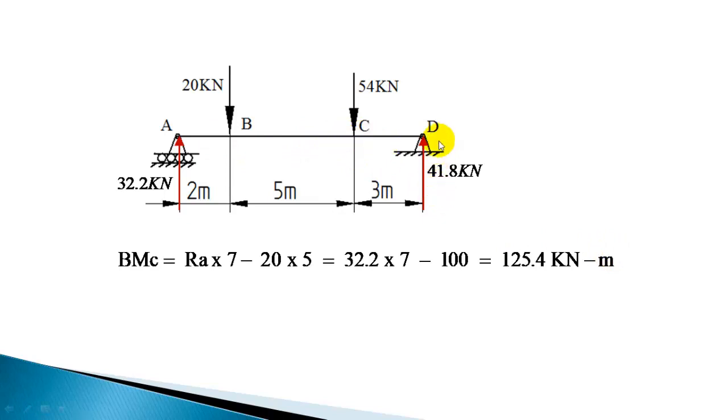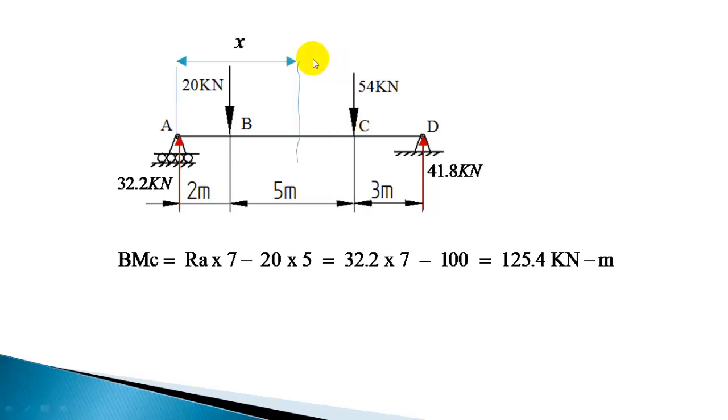You can also consider the right side forces and sum up the moments. 41.8 into 3 will also give the same value, but when you take it from the right side, that will be counterclockwise with respect to C. This force is producing a counterclockwise moment, so counterclockwise should be taken as positive to get the same sign convention. So when you want to find the bending moment at any section, sum up the moments of all left side forces by taking clockwise as positive and anti-clockwise as negative with respect to that section.